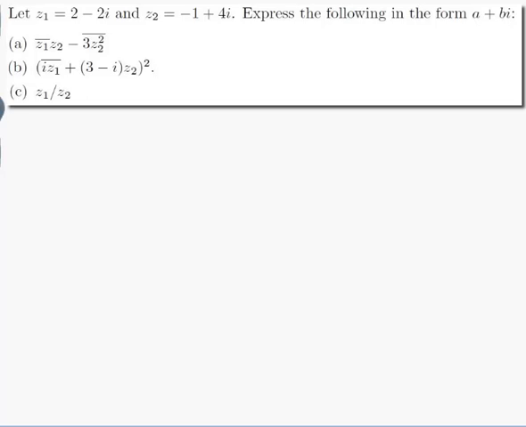The question is, let z1 be equal to 2 minus 2i, and z2 is equal to minus 1 plus 4i. Express the following in the form a plus bi. And there's 3 to do. Of course, the point is that every complex number can be written in this way because that's the definition of a complex number. So we arrange our definitions of multiplication and conjugate and division so that it's possible to rewrite any number in the form a plus bi. So let's go. A.